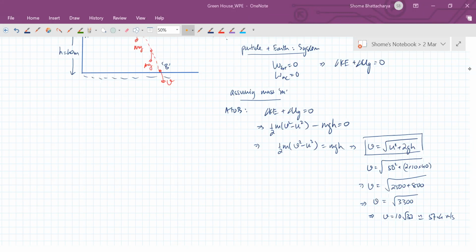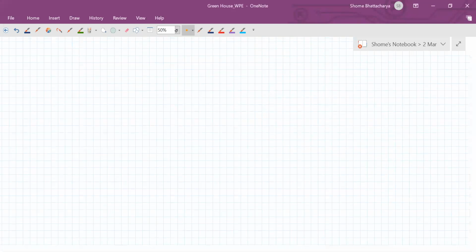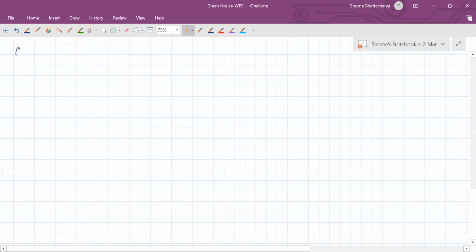Next, we'll do question number 24. So just go through it. Okay, so question 24 says that a water pump lifts water from a level of 10 meters below the ground, and water is pumped at a rate of 30 kgs per minute.